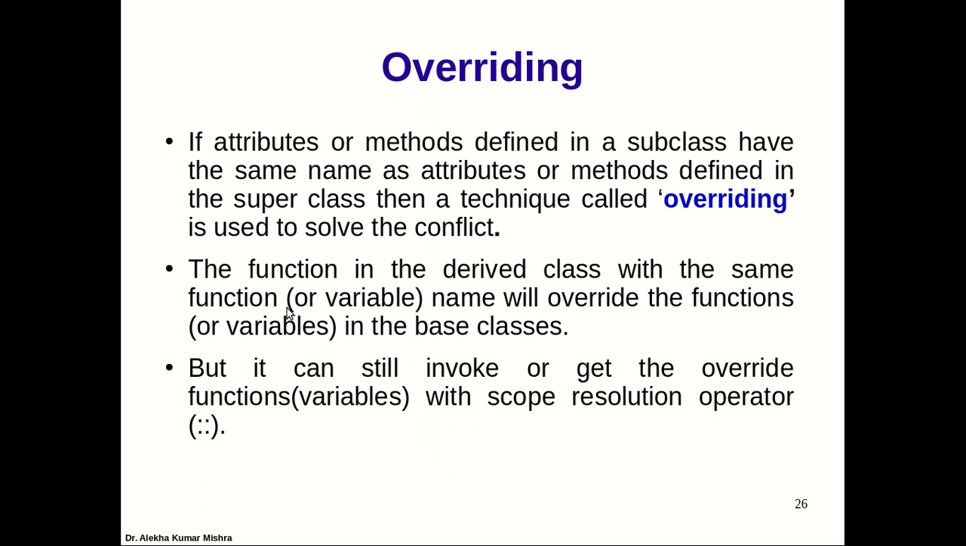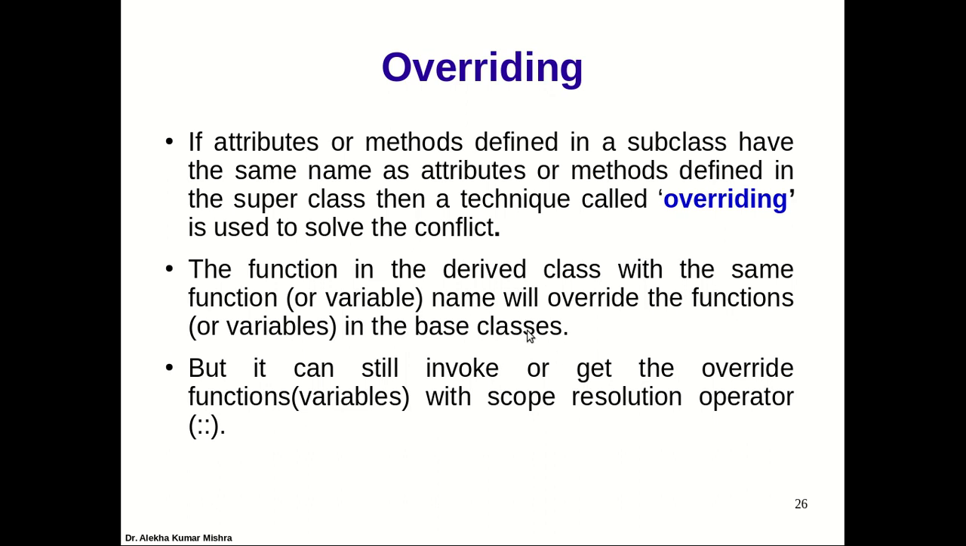Now what is overriding? It means the function in the derived class with the same name, mostly we discuss functions, but the same function name or the same variable name will override the function or variable defined in the base class. So this second point gives the solution when this kind of conflict occurs. That means whatever variables or function names which are the same as in the base class are defined in the derived class, they will override, take over.